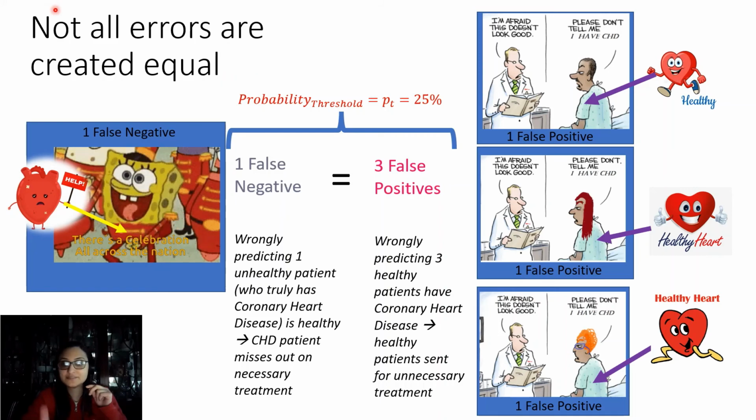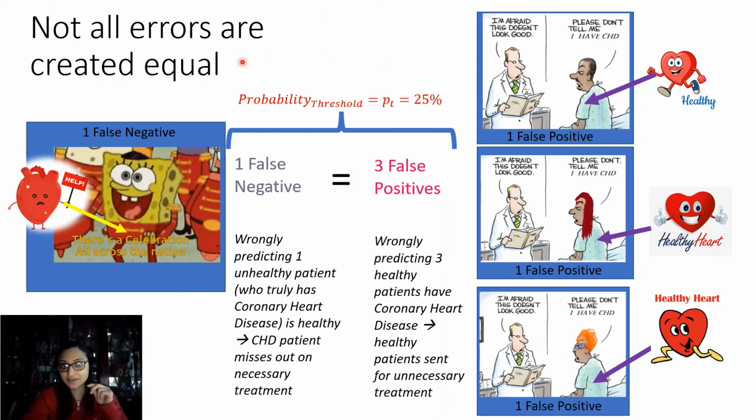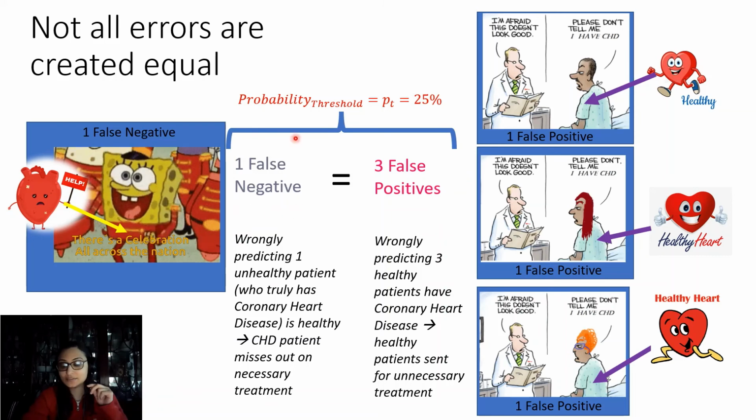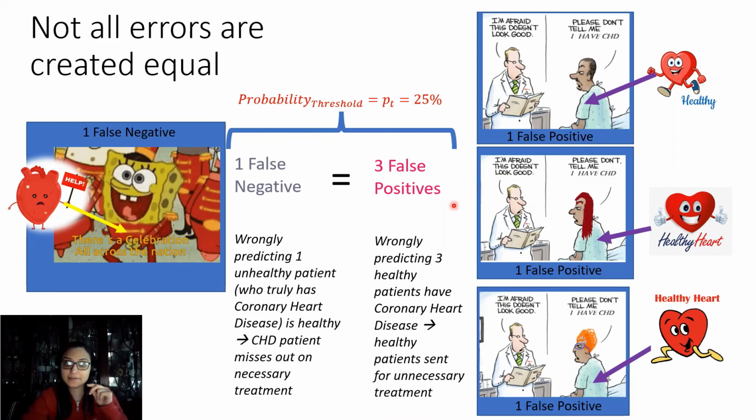When the threshold probability is 50%, then 1 false negative equals 1 false positive. But here at the probability threshold of 25%, 1 false negative in the mind of the clinician is equal to 3 false positives. That is the utility to the clinician. So having 1 false negative is the same as 3 false positives, or probably even worse than having 3 false positives.